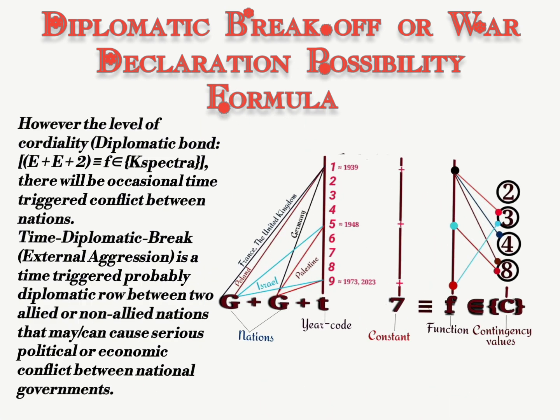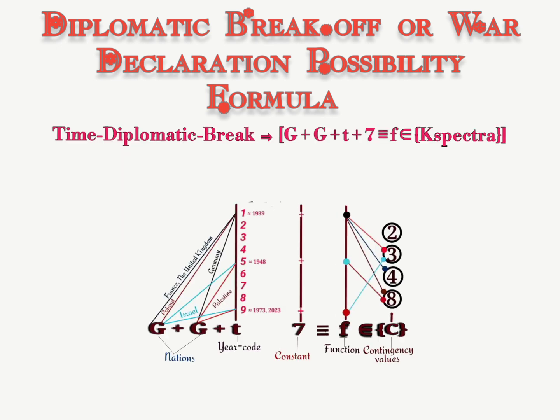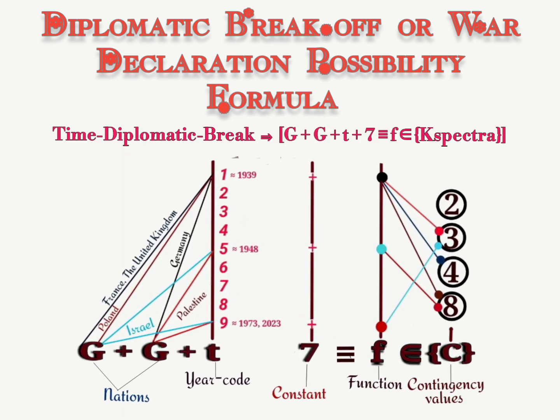However, the level of cordiality, diplomatic bond, E plus 2, is defined as F element of K-spectra, there will be occasional time-triggered conflict between nations. Time diplomatic break, external aggression, is a time-triggered probably diplomatic row between two allied or non-allied nations that can cause serious political or economic conflict between national governments. Time diplomatic break implies G plus T plus 7 is defined as F element of K spectra.